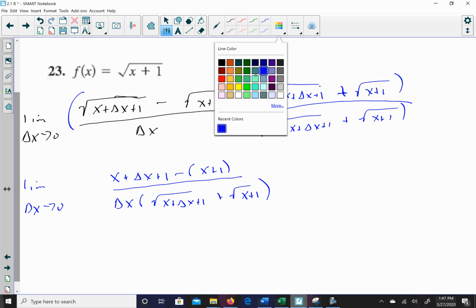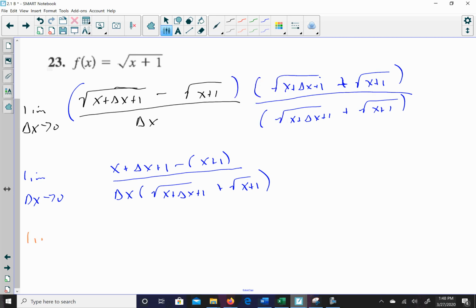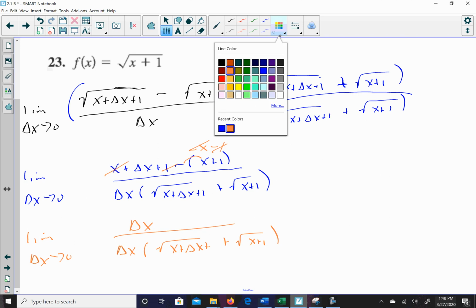Now I am going to switch colors. I'm still taking the limit as delta x approaches 0. Now when I distribute this negative sign, this will be negative x minus 1, which means the x's will simplify and the 1's will simplify. So I'm left with delta x over delta x times the square root of x plus delta x plus 1 plus the square root of x plus 1. Here the delta x's will simplify.